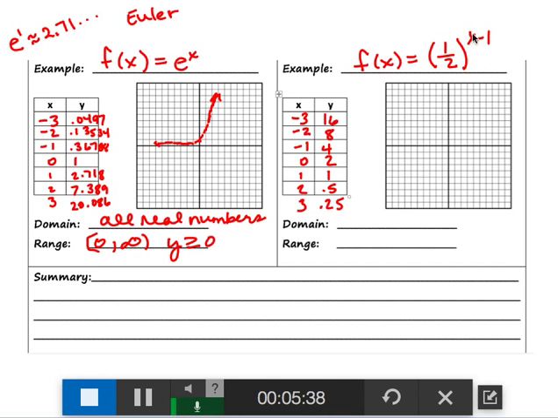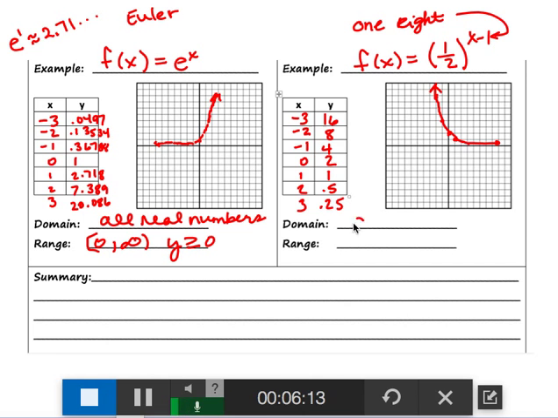And see if you can tell how it shifts based on this exponent. After you've compared these, do you see that this is just a shift 1 to the right? And that has everything to do with the exponent here. So whenever your exponent has more than just an x, like an x minus 1, x plus 1, it's going to shift it either right or left, depending on what the exponent is. And it's the opposite, again, of what you think.